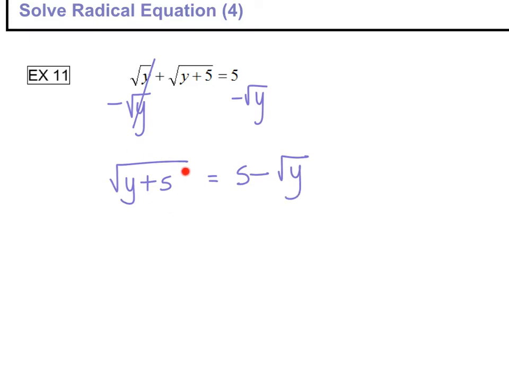Alright, so we've isolated this radical, which means I can square both sides. Now over here, when I'm squaring both sides, the reason why I thought the square root of y would be easier is if I had a square root of y plus 5 here, it would just get a little bit messy with the foiling we're going to have to do on that one. Alright, so on the left, we're left with just a y plus 5.